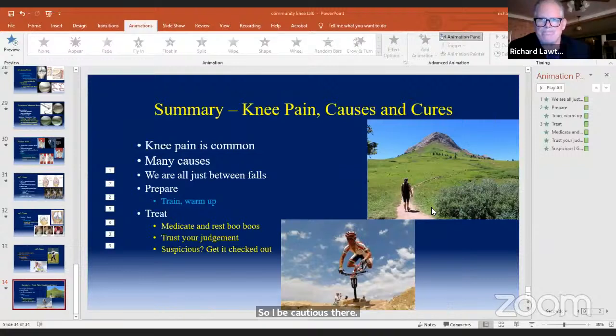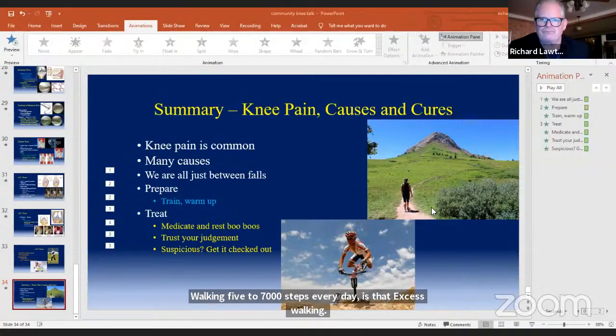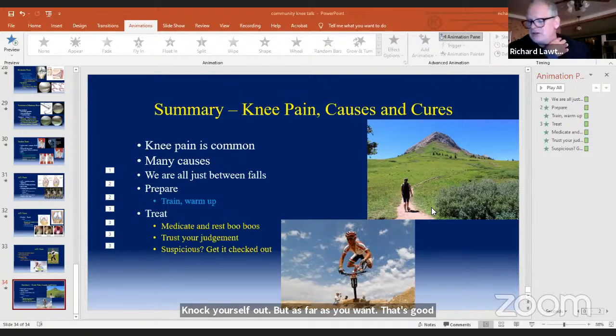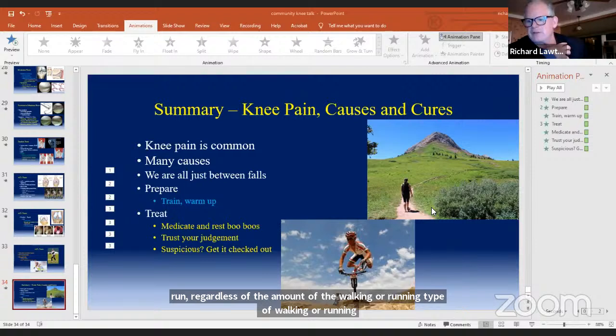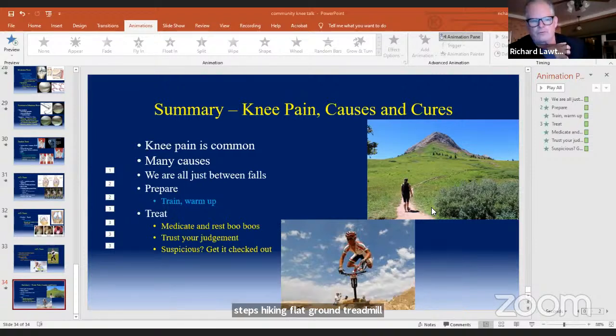Okay. Walking 5,000 to 7,000 steps every day, is that excess walking? Nope. Knock yourself out. Walk as far as you want. That's good for you. It's mind, body, soul. And again, the studies show there's no increased risk for arthritis if you walk or run, regardless of the amount of the walking or running, type of walking or running, steps, hiking, flat ground, treadmill, doesn't matter. As much as you want to do, for whatever reason, you're not going to harm your knee.